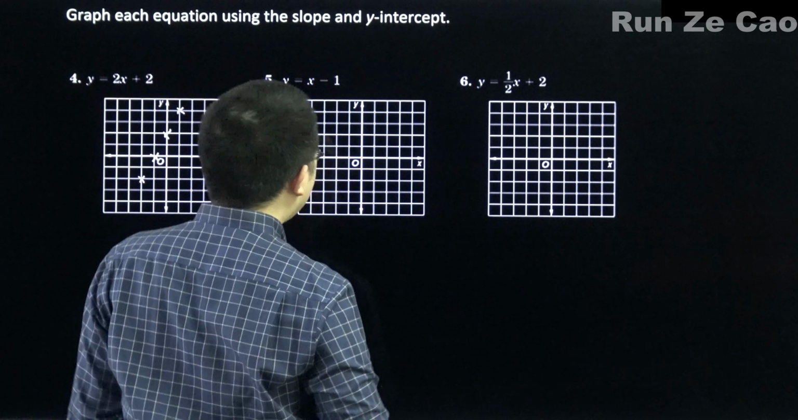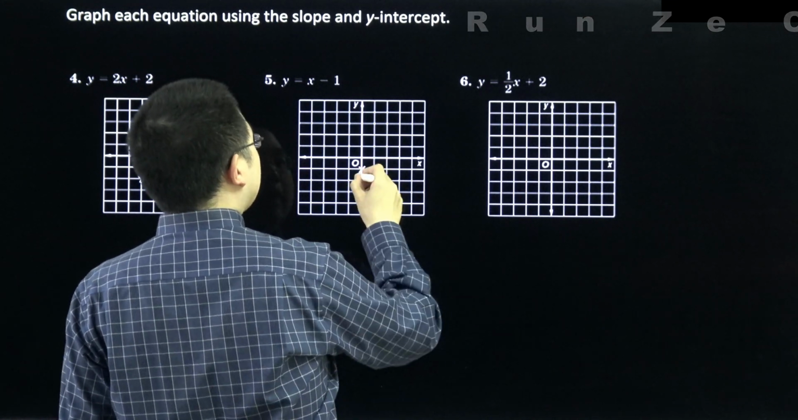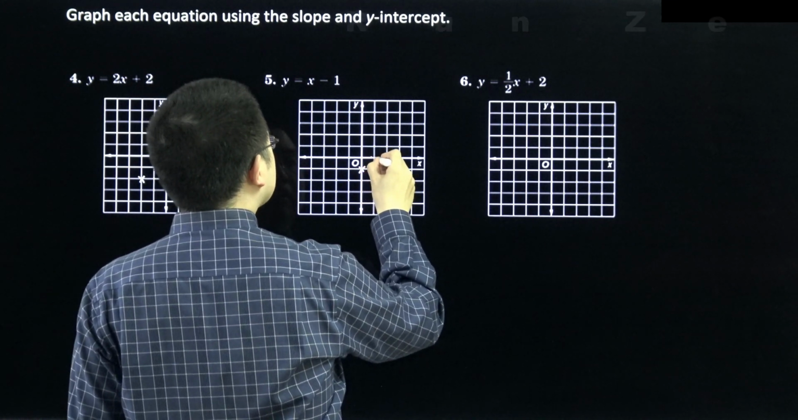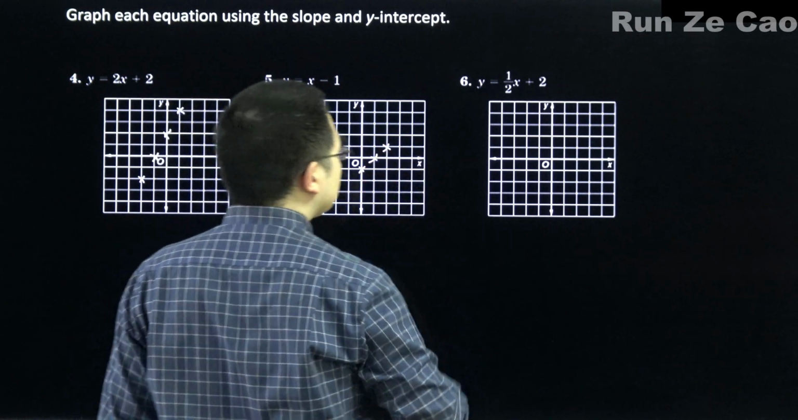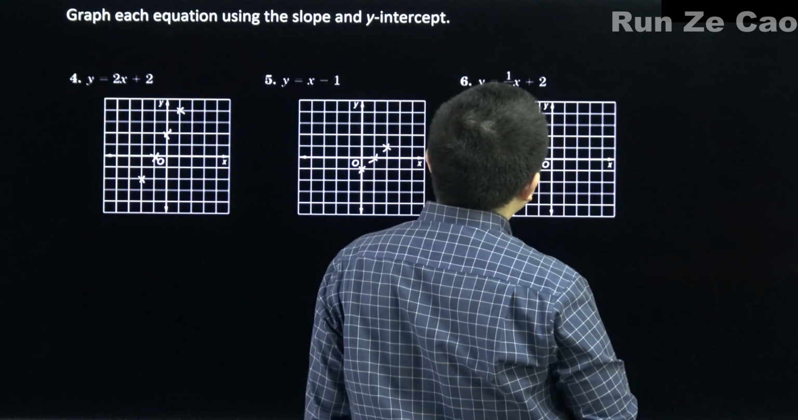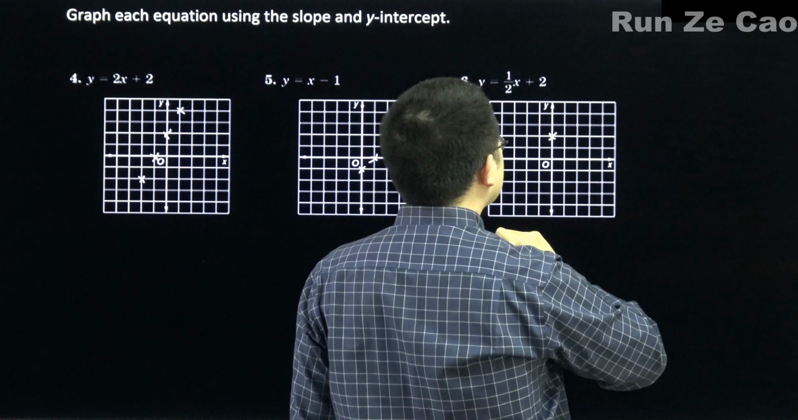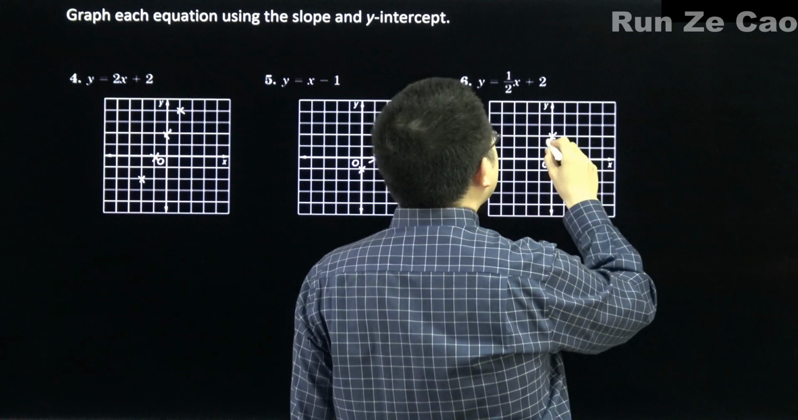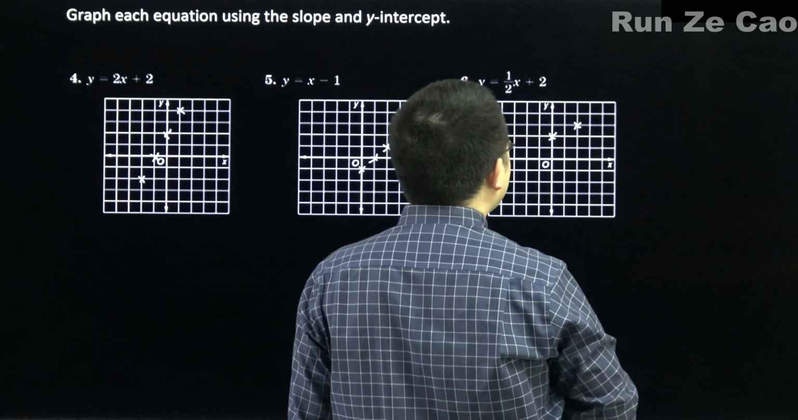y equals x minus 1. Well, when x equals 0, this is going to be negative 1. And for every 1 that x increases, y is going to be increasing by 1. And y equals 1/2 x plus 2. Well, we start off at 2 when x is equal to 0. And for every 2 units that x increases, we're going to go up by 1.